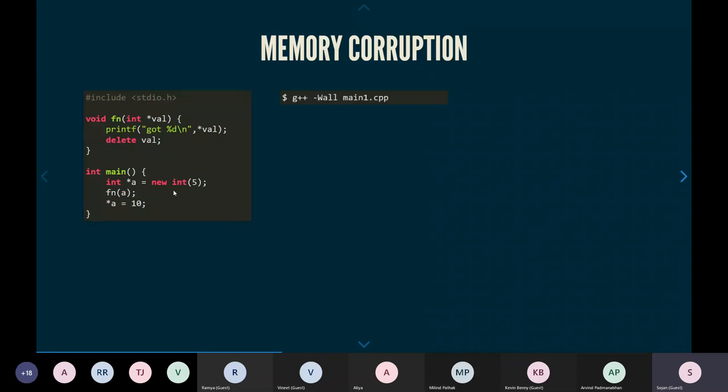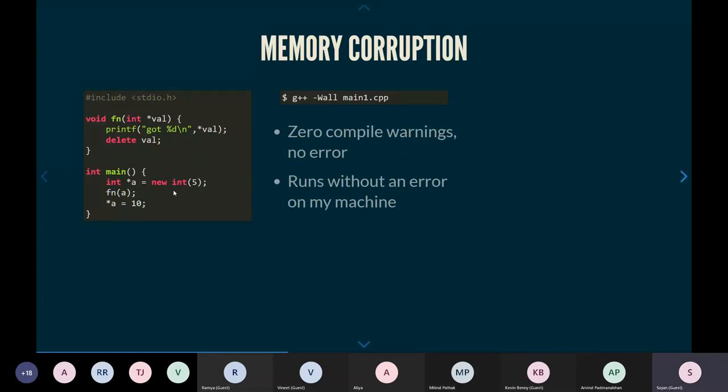If you compile it using GCC with all warnings enabled, there are no errors, it's going to compile perfectly fine. This is valid C. Surprisingly, it runs without any error on my machine as well. But this is undefined behavior as per the C specs. You should not do this.